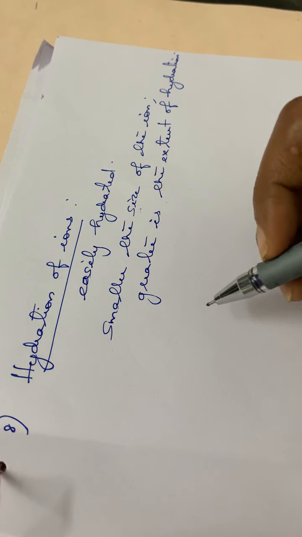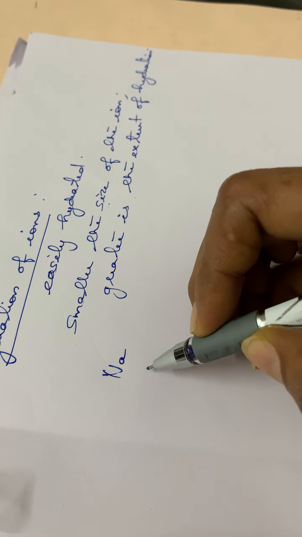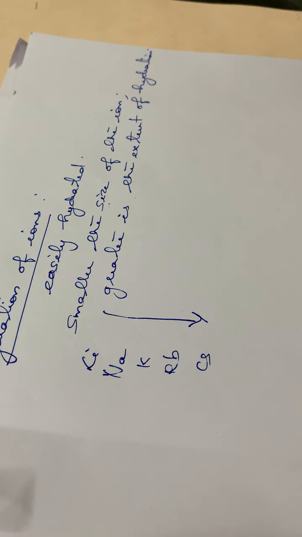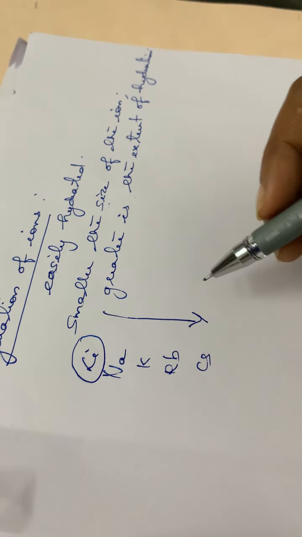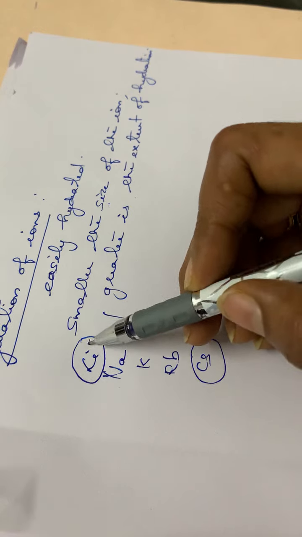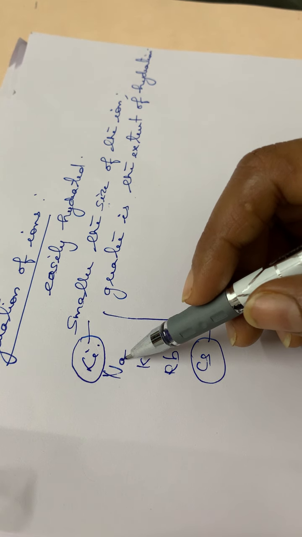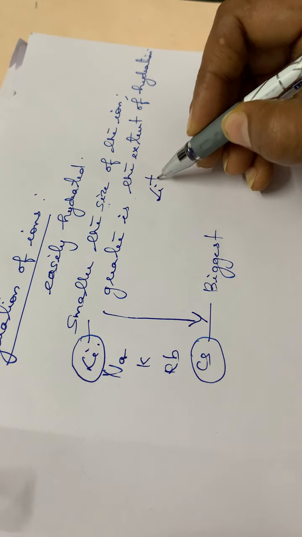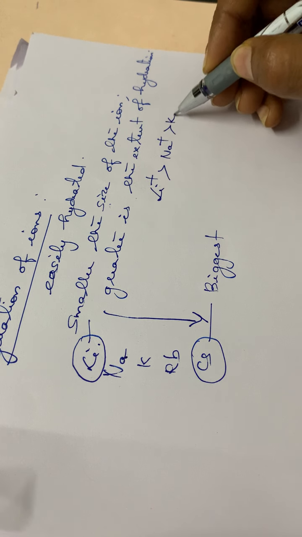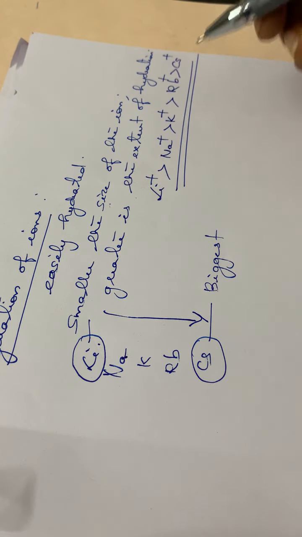And also see this regarding the order of hydration: lithium, sodium, potassium, rubidium, cesium, isn't it? Down the group, the atomic size increases. So lithium has the smallest size, while cesium has the biggest size. The ion which has the smaller size will be easily hydrated. So Li plus will have greater hydration than sodium. Then after sodium comes potassium, then rubidium, then cesium. Okay, so this is the order of hydration.